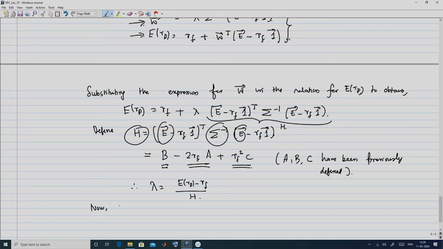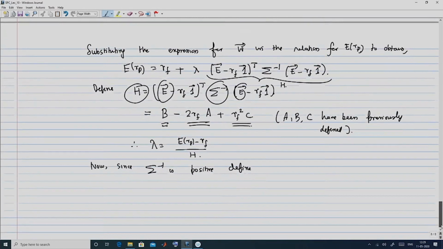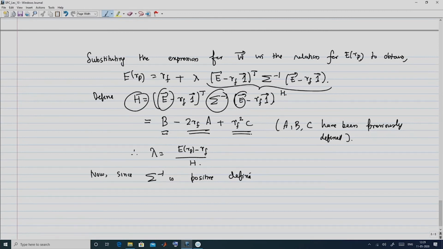Now, since sigma inverse is positive definite, because the covariance matrix sigma is positive definite, therefore, by definition of positive definiteness, H is going to be greater than 0. So hence, now we have the value of lambda.